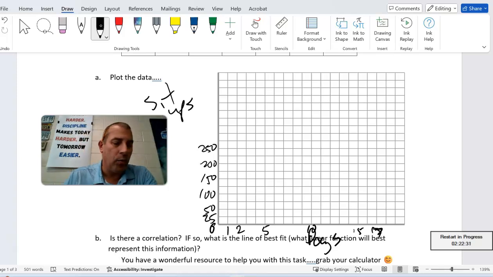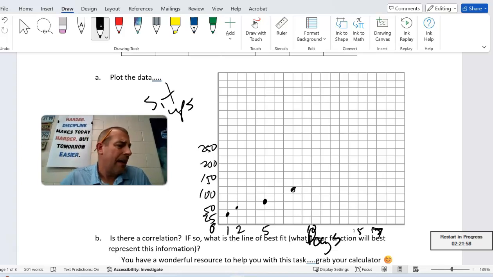Okay, plot some points now. We've got 1 and 30, right around there. 2 and 55. There's my 2, go up to 55, somewhere around there. 5 and 75. There's the 5, and 75 is going to be right there in the middle. 8 and 120. So that's 5, 6, 7, 8. Let's go up to 100, and 125 is there, so we're just underneath it.